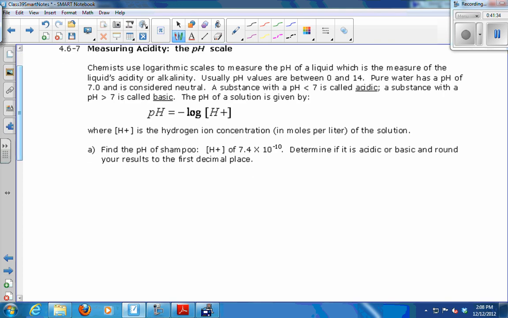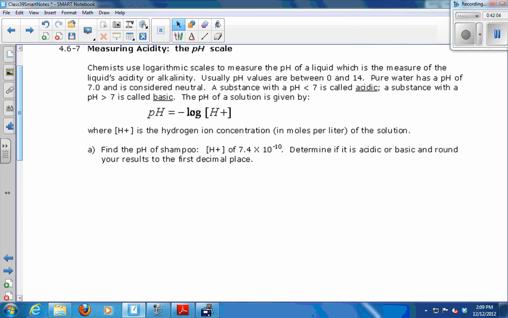All right, so our next model is about measuring acidity using the pH scale. This one is a little bit different because we use a log scale here because the numbers are really, really small, right? Lots of zeros, just on the other side of the decimal point. So chemists use log scales to measure pH, which is acidity or alkalinity.